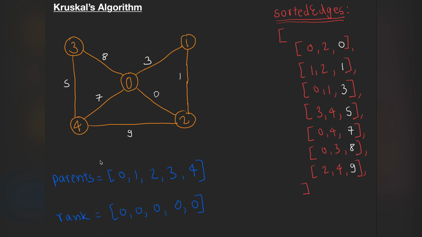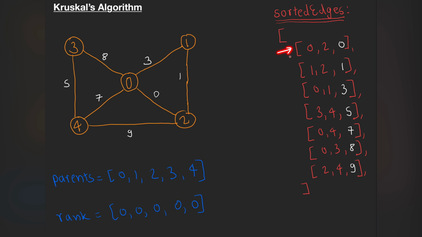As Kruskal's algorithm depends on the union find data structure, we'll maintain 2 more arrays. One array to maintain the parent of each subset and another array to maintain the rank of each parent. We'll initialize this parents array to make every vertex its own parent and will assign the rank of all the parents to 0. Now we'll iterate over this sorted edges array.